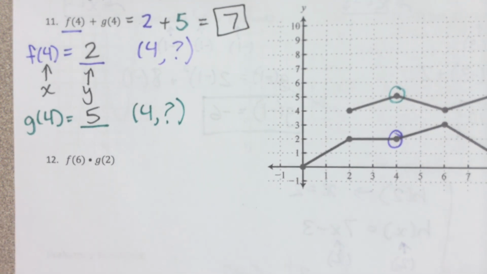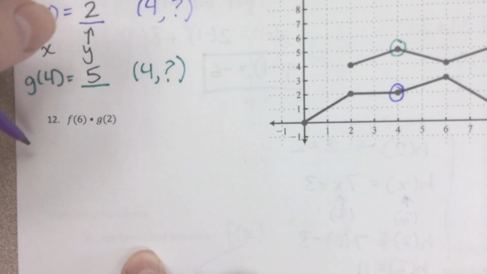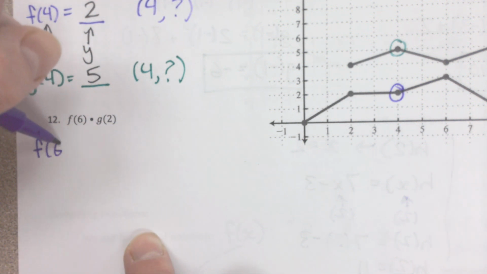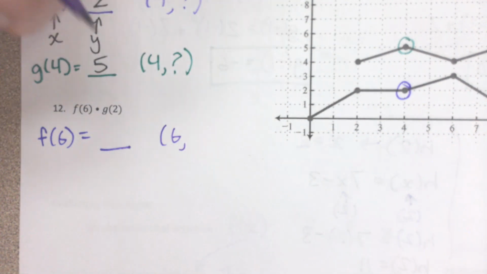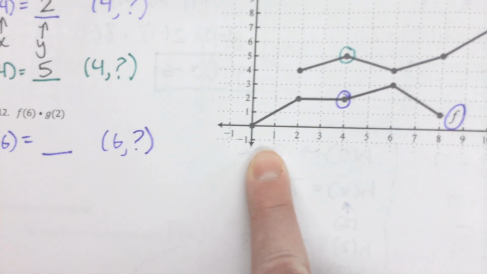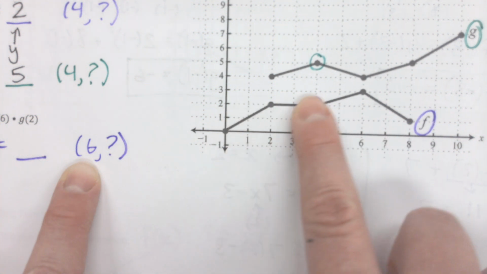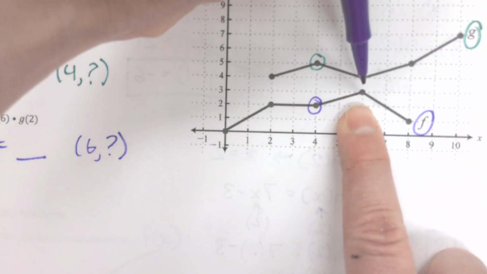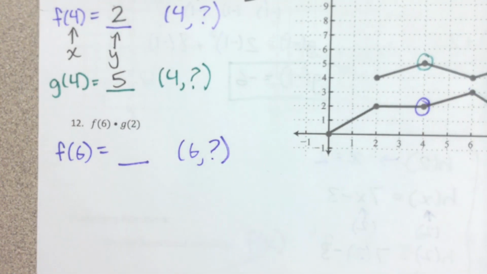One more, and then we're done. F of g times g of 2. Sorry, f of 6. F of 6, so our question is, we know that x is 6, what is y? So let's go to the graph. We go to 6 on the x-axis, and then we're going to stop at the bottom line because we want the f graph. 6 on the f graph connects to 3 on the y-axis. So 3 is what we're looking for.